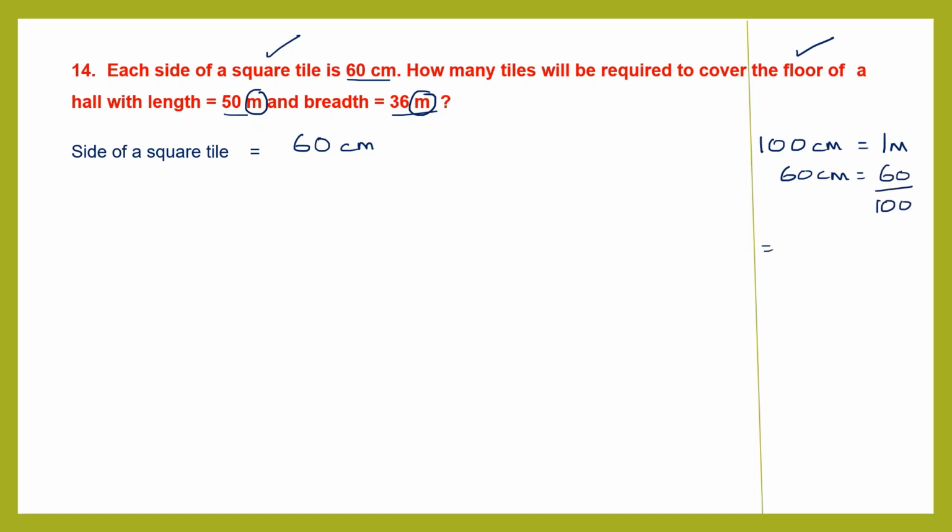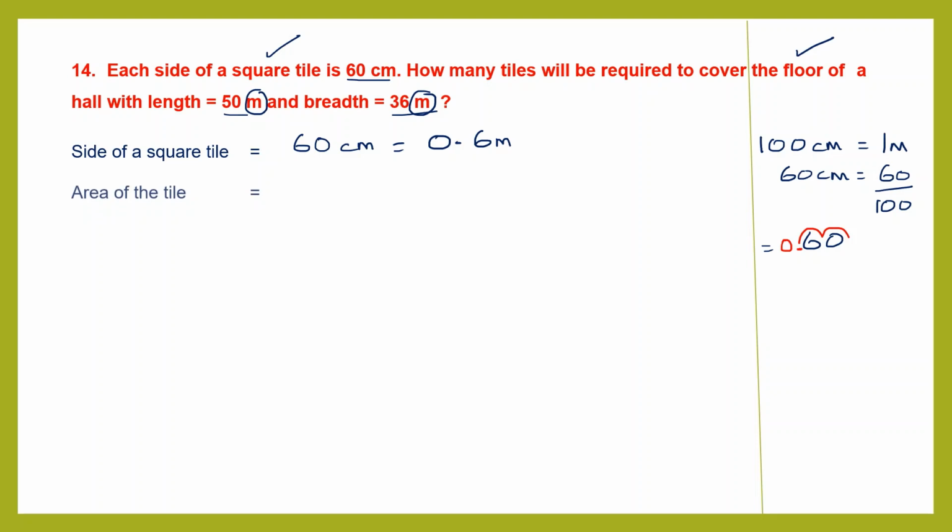So let's take 60 here. Denominator 100 has two zeros. So the point will move two places to the left and come here. So this becomes 0.60, or we can simply say 0.6. Now it has become meters.